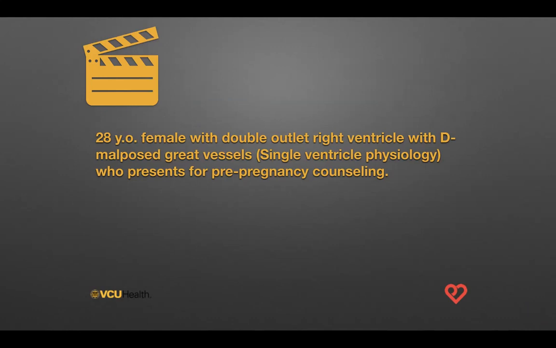We'll move on to another congenital anomaly with discussion of pregnancy, and this is a 28-year-old female with a double outlet right ventricle and malposed great vessels. Let's narrow this down. We're talking about single ventricular physiology, who presents for pre-pregnancy counseling.